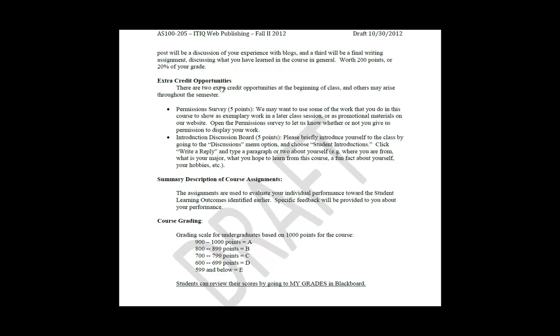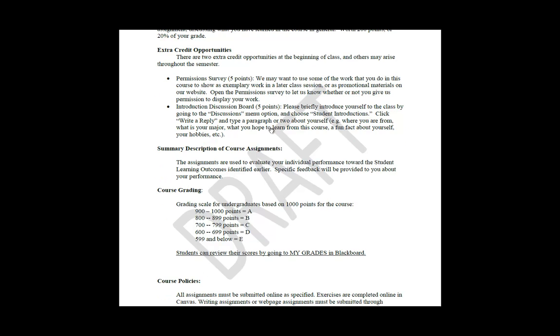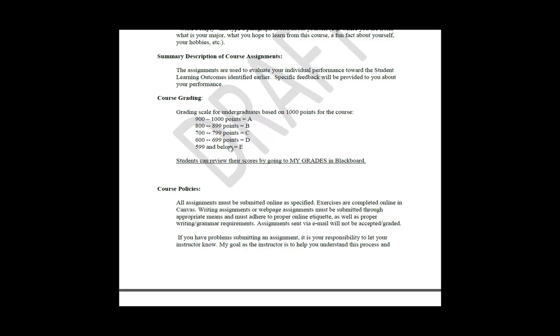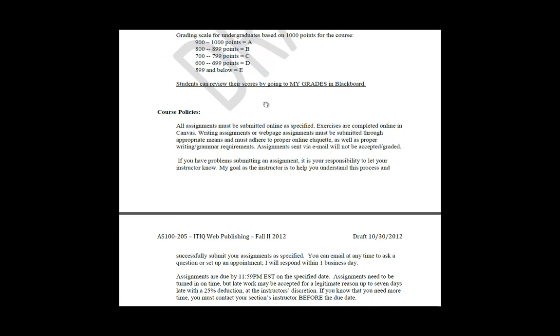Extra credit opportunities, there's 2 right off the bat. There's a permission survey, which just basically says whether or not you're okay with us showing your work on our website. You can put yes or no, either way, it doesn't matter to us. And then the discussion board, if you just put a little paragraph about yourself as an introduction, both of those you'll get 5 points. There may be other extra credit opportunities that come up throughout the semester later on. It's a typical grading scale, 90 to 100 percent is an A, or 900 to 1,000 points.